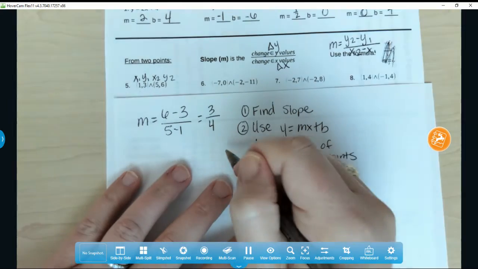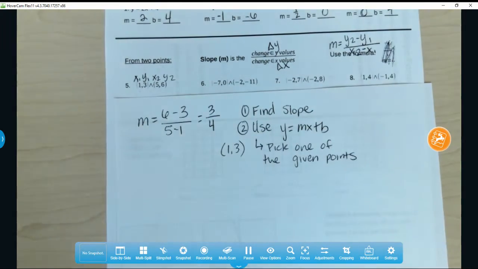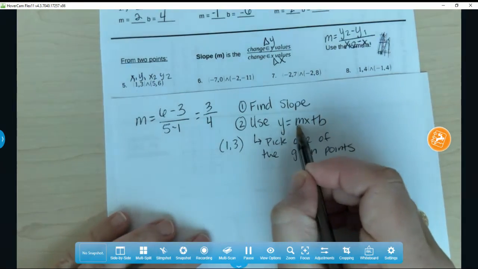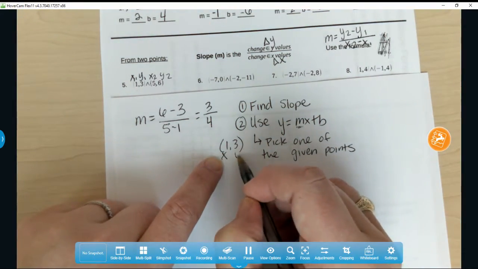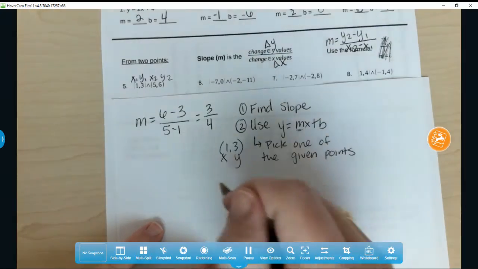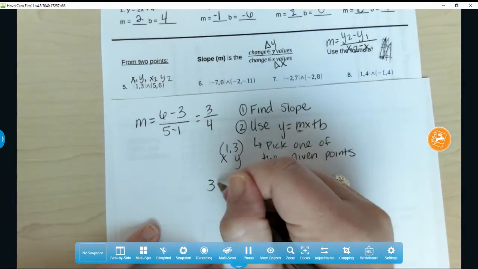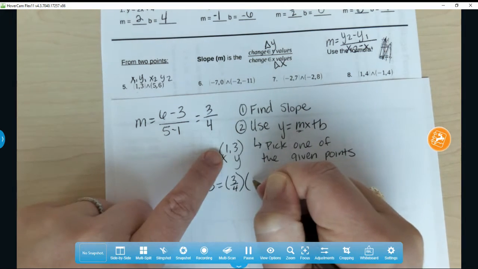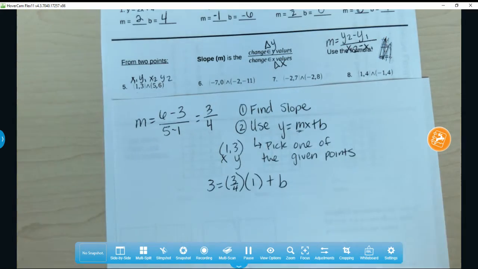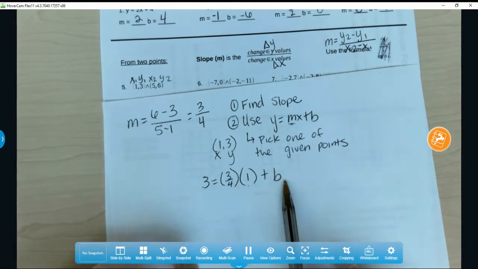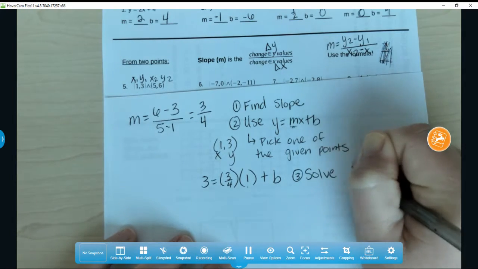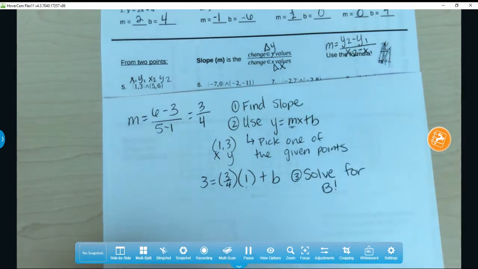So let's say I'm going to use 1, 3. Okay, I'm going to use 1, 3. I'm going to plug that point into the y equals mx plus b because I have my slope, and then if I'm using this point, I have an x and I have a y. So 3 coming from the y equals m, I know is 3/4, x, I know to be 1, plus b. So what this allowed me to do when I use this point is it allowed me to plug in every single variable except for the b. So now, final step is solve for b, which will then give me my y-intercept.